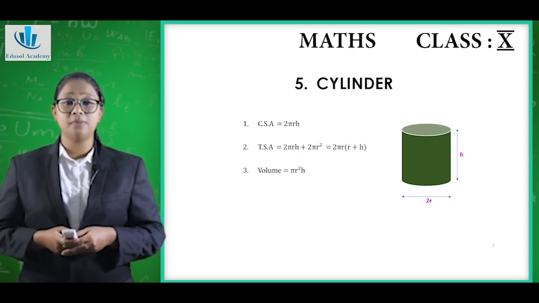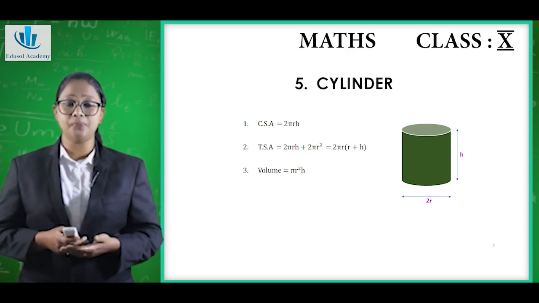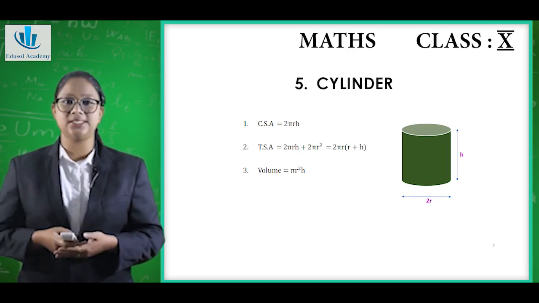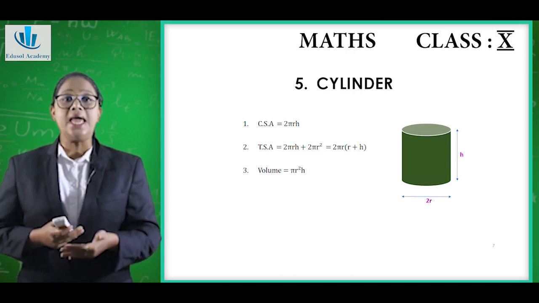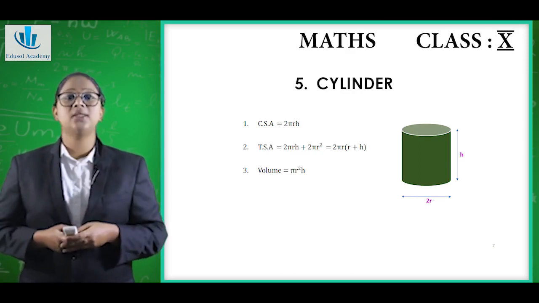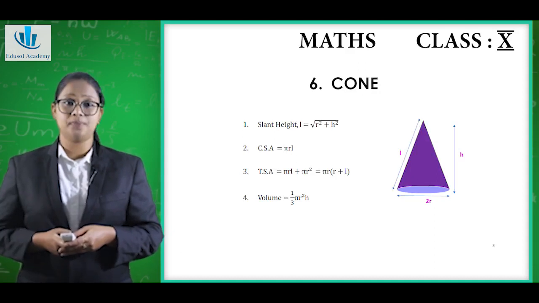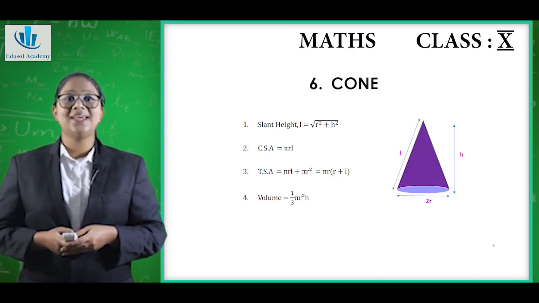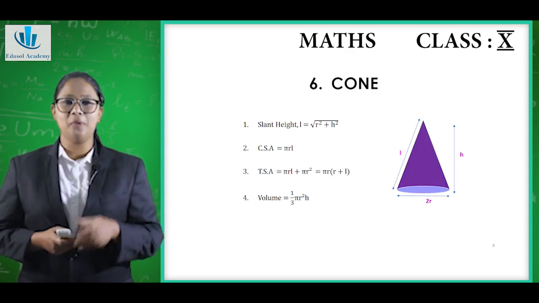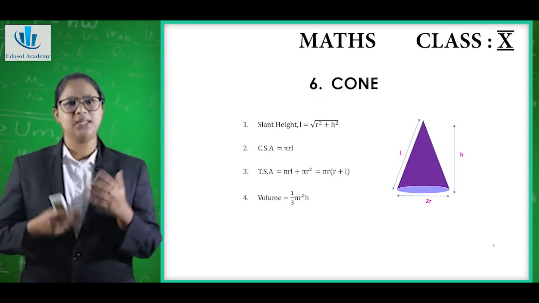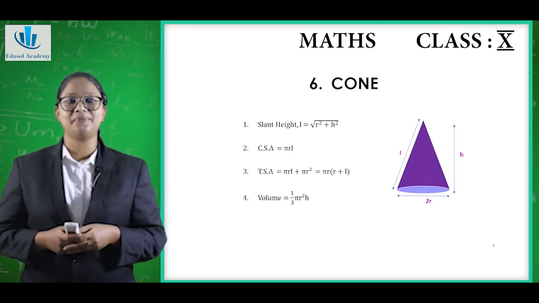Now coming to the volume of a cylinder, volume is again area into height. The base area is circular, so the area of a circle is pi r square and the height is h. So pi r square h is how we get the volume of a cylinder. Then comes the solid, a cone. A cone has radius, height and one more parameter, called the slant height. That looks like this.